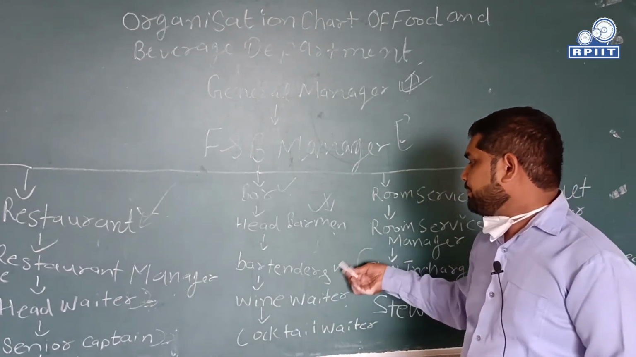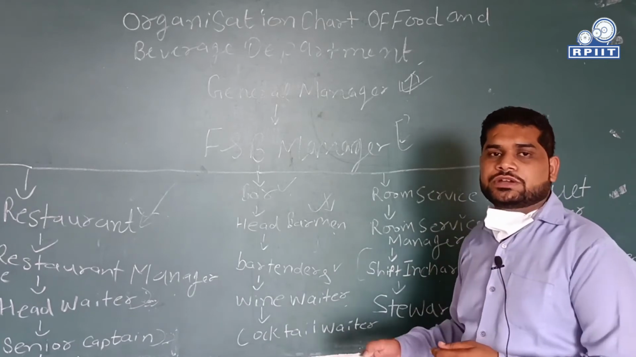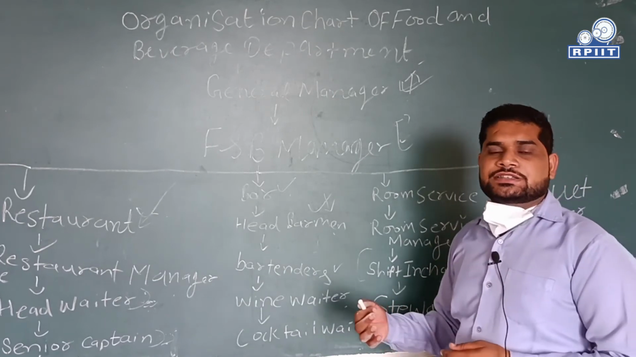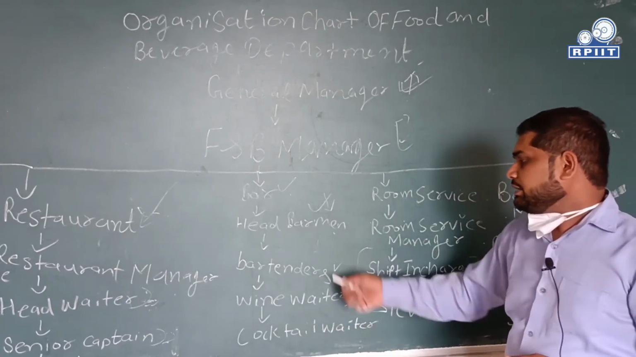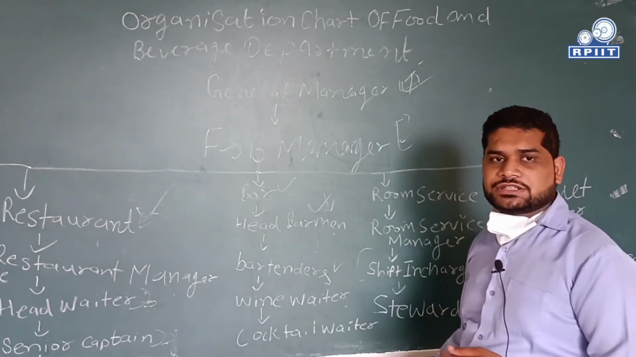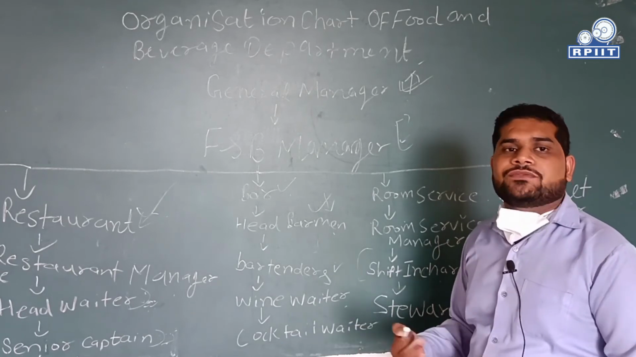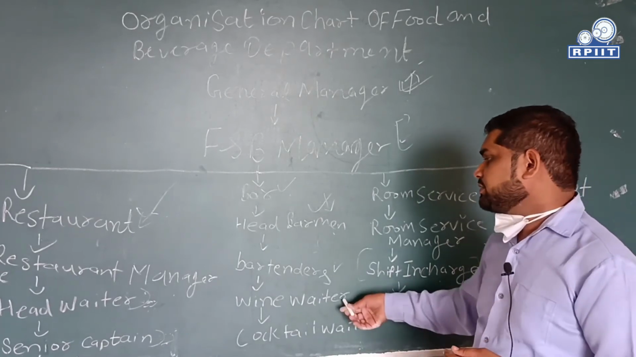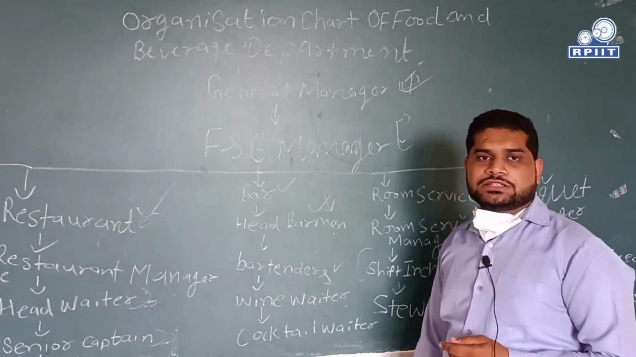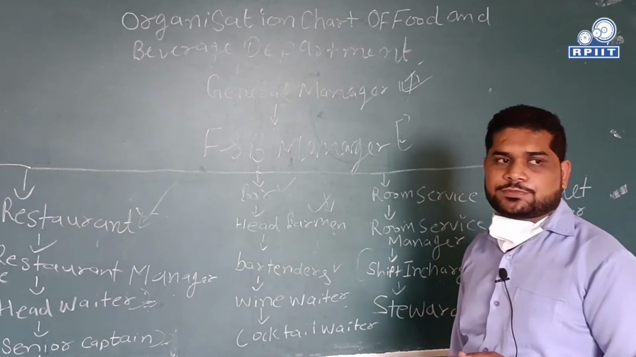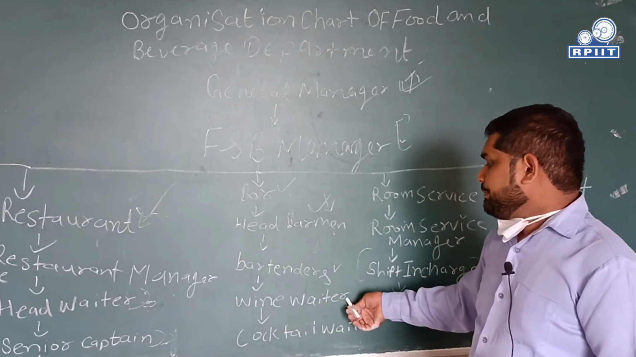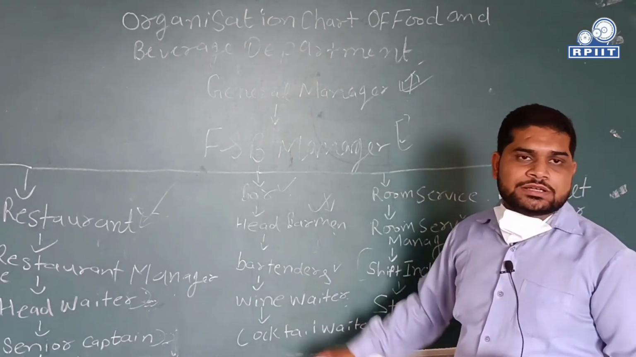And if you talk about the bartenders, they are the persons who stand at the front bar, serve the guests and take the guests' orders. The wine waiters are specially for serving wine to the customers and report to the head barman. The cocktail waiters are basically responsible for making the cocktails and report to the head waiters.